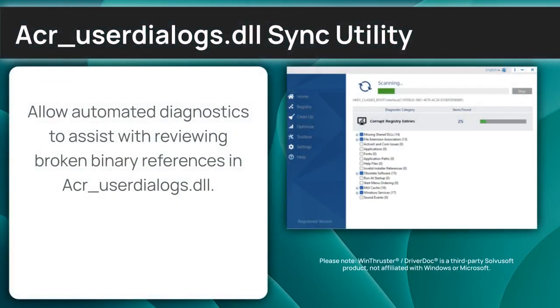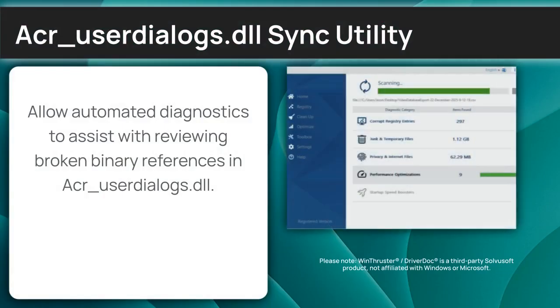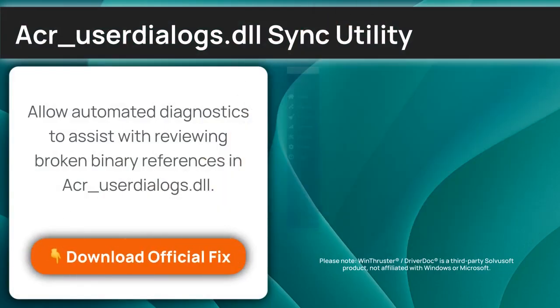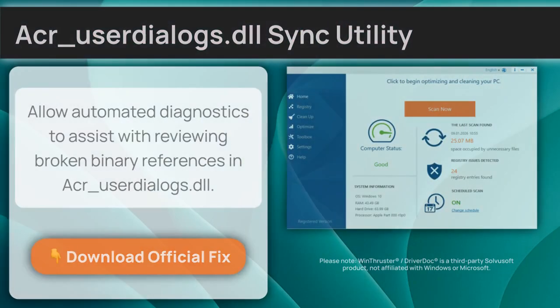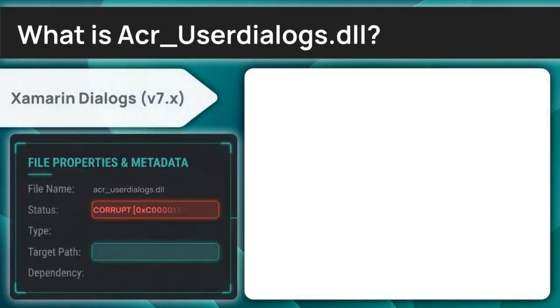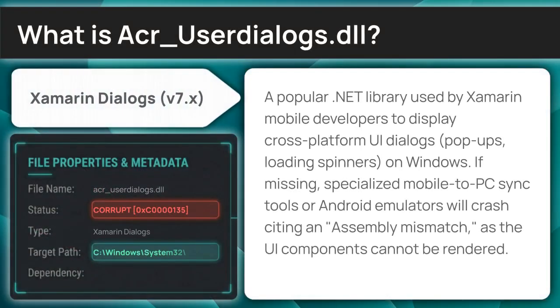Before starting the manual troubleshooting for ACR User Dialogs Library, you can find a diagnostic tool for a thorough environment check. This is the ACR User Dialogs Library, a popular .NET library used by Xamarin mobile developers to display cross-platform UI dialogues, pop-ups, and loading spinners, on Windows. If missing, specialized mobile to PC sync tools or Android emulators will crash citing an assembly mismatch, as the UI components cannot be rendered. With the why out of the way, let's focus on getting you running again.